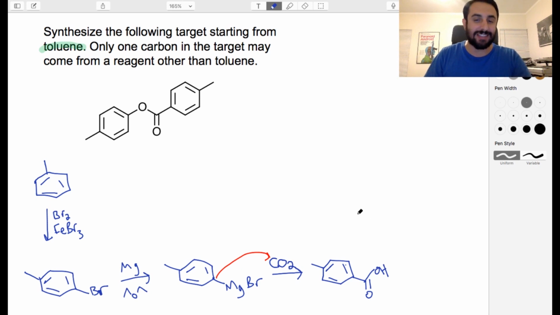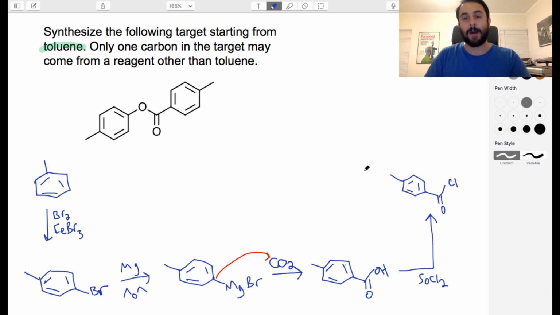To do Friedel-Crafts acylation, we just need an acid chloride, right? We need a Cl there instead of an OH. But that's no problem because we know that we can use SOCl2. That is our reagent for going from carboxylic acid to acid chloride. So there is our acid chloride. Now, like we said, we can do our Friedel-Crafts acylation. So here's toluene. And don't forget, we need aluminum trichloride catalyst in order to pull that off.